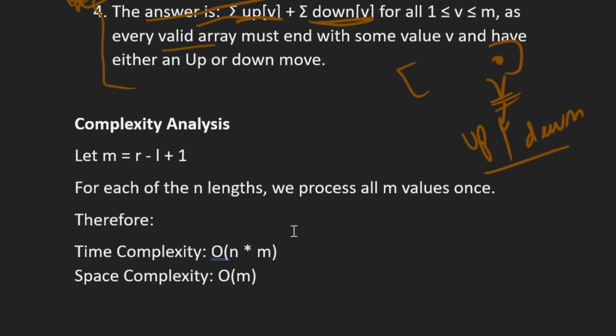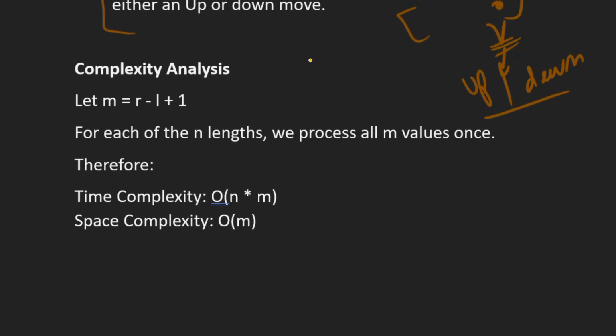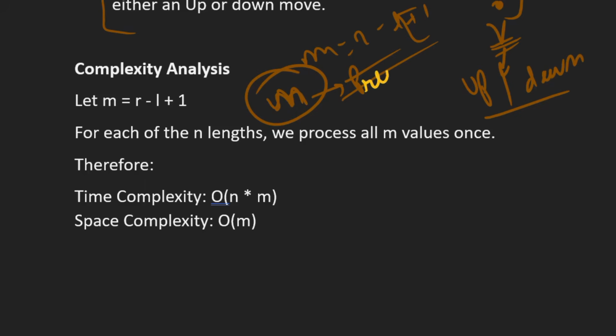So if you see the complexity of this approach, first of all we find m, that is r minus l plus 1, and then for each of the n lengths, what we'll do is we'll build the prefix array, we'll build the suffix array, and then we compute for all the values from 1 to m.